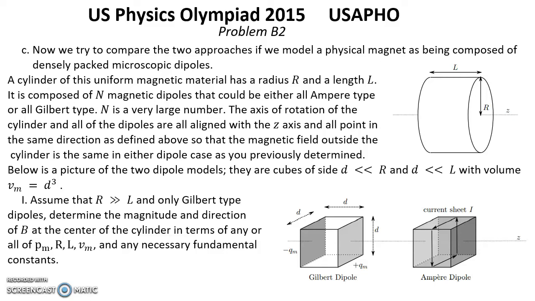They are cubes of side d much less than r and d much less than L, with the volume Vm equal d cubed. First question. Assume that r much greater than L and only Gilbert-type dipoles. Determine the magnitude and direction of B at the center of the cylinder in terms of any or all of Pm, R, L, Vm, and any necessary fundamental constants.